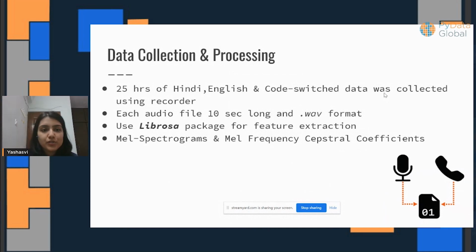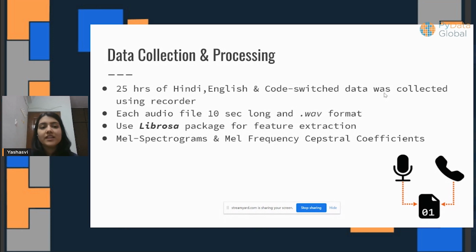Let's dive deeper into the data collection and the pre-processing techniques. As I told you, this data was not readily available out there, as we can find on Kaggle or some other website. So we were provided with a recording extension from our college. And with the help of family and friends, we were able to record conversations. And then we were able to get some data from reality TV shows.